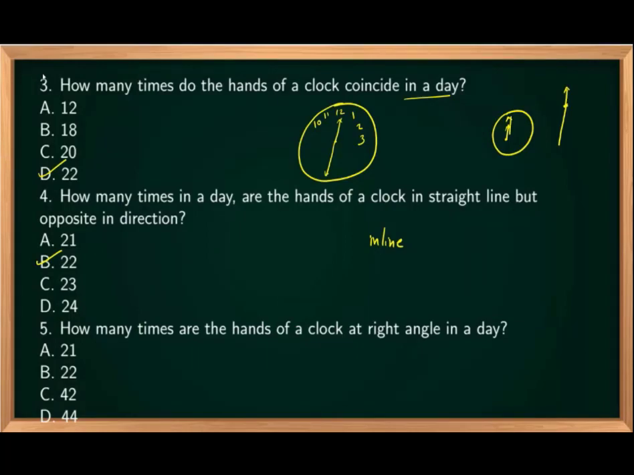Then next question, fifth question. How many times are the hands of a clock at right angles in a day? Just imagine, right angle means 90 degrees. The angle between hour hand and minute hand is 90 degrees.